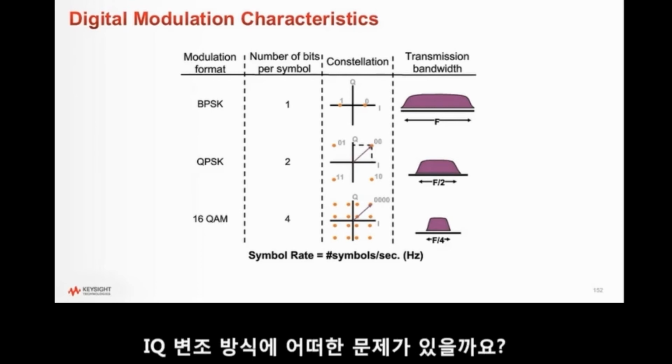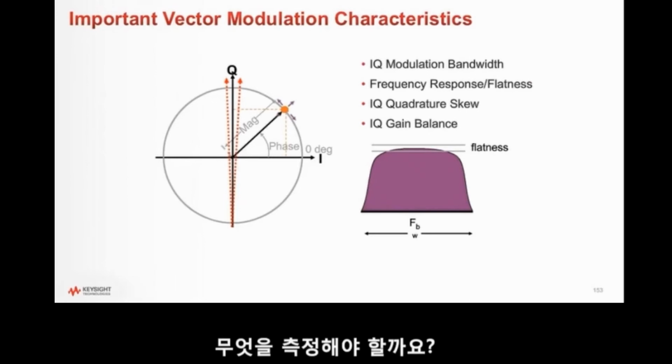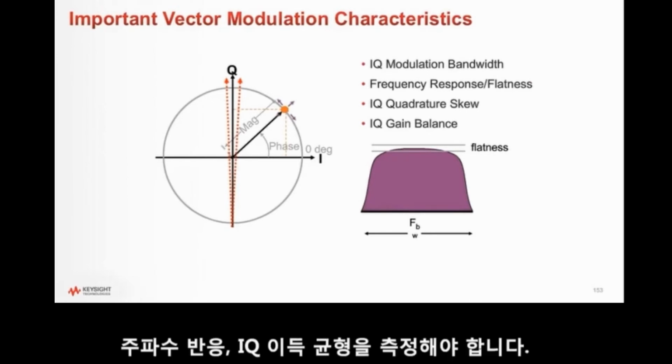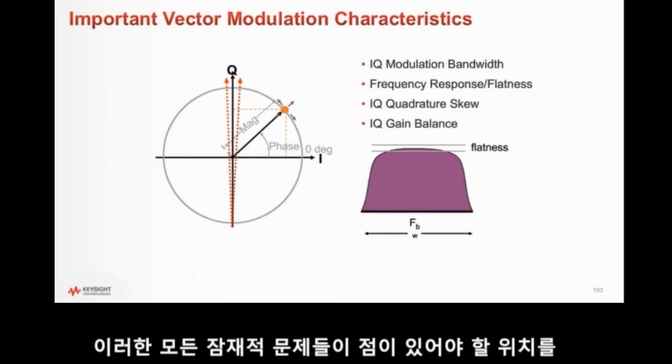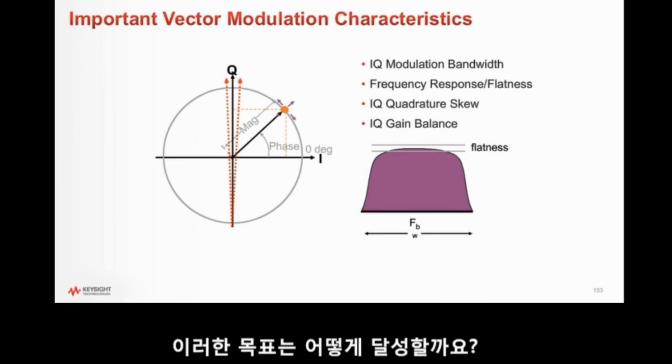Again, what goes wrong with IQ modulation schemes? Well, what do you need to measure? You need to measure the bandwidth, you need to measure the frequency response, the IQ gain balance. So all these things that can go wrong are going to distort where that point is from where it should be. So how do we get there?